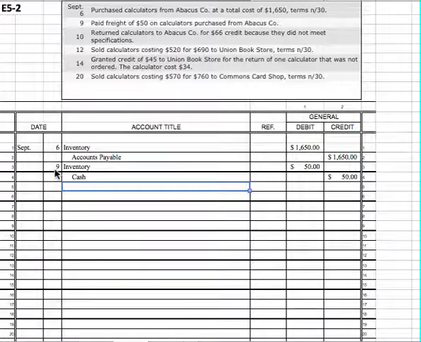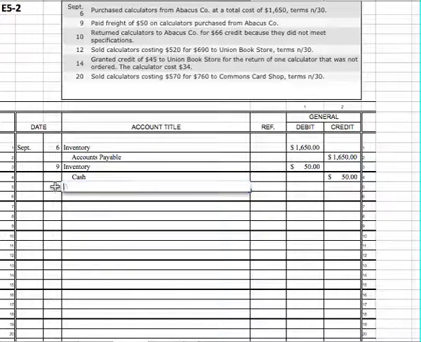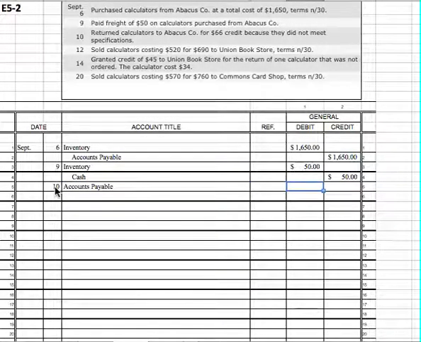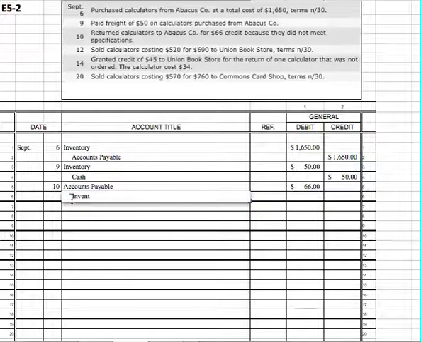On the 10th, return calculators to Abacus Company for $66 credit because they did not meet specifications. On this one, we don't owe as much money as we had before, and it also takes away from our inventory. So on the 10th, we will debit accounts payable to reduce our debt. 66, wasn't it? And we will credit inventory because we have less inventory.